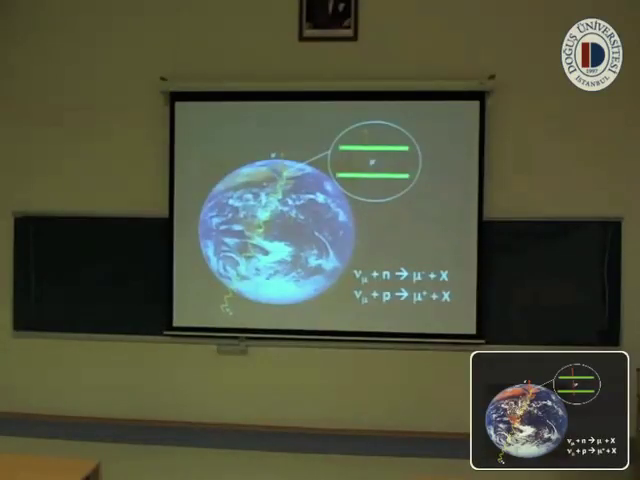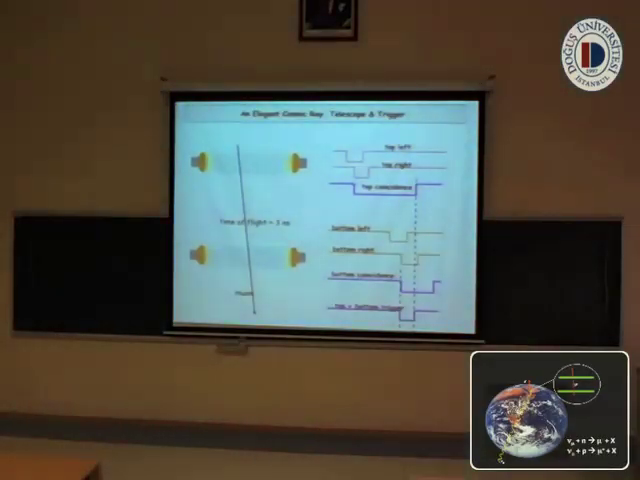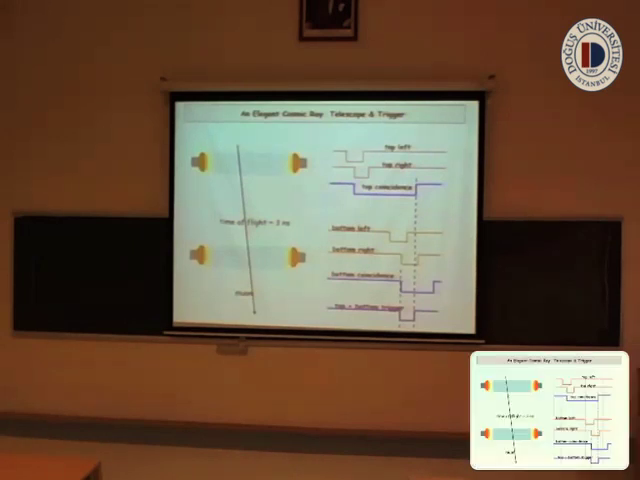Sorry, could you go one step back? What closes the top coincidence window, for example? You open the coincidence window when the two signals coincide, but then when do you close it?